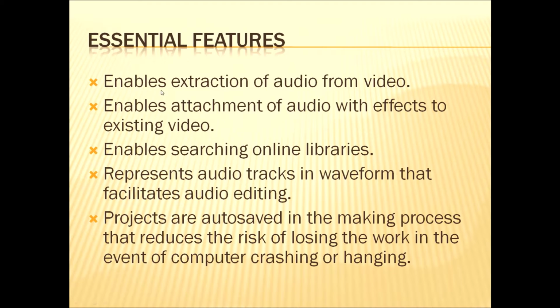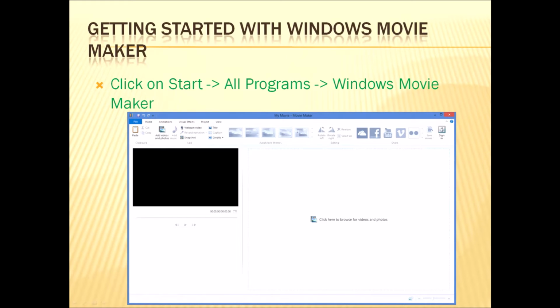Understood, children? These are the essential features that are needed to make a video. These essential features are available in the Movie Maker itself. Because of this only, it is called powerful video editing software. Understood? Next, we will see how to get started with the Windows Movie Maker.